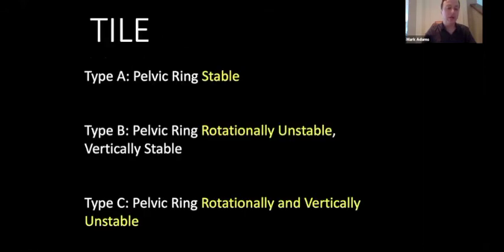The Tile classification approaches the pelvic ring from the perspective of stability, and breaks it down into three categories: stable rings, vertically stable but rotationally unstable, and both rotationally and vertically unstable. In terms of guiding treatment, patients with unstable pelvic rings are indicated for surgery, and those with stable pelvic rings are not.